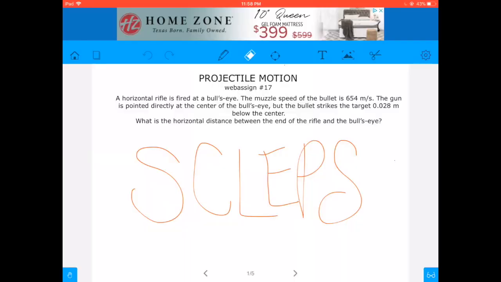A horizontal rifle is fired at a bullet. The muzzle speed of the bullet is 654 meters per second. The gun is pointed directly at the center of the bullseye, but the bullet strikes the target 0.028 meters below the center. What is the horizontal distance between the end of the rifle and the bullseye?